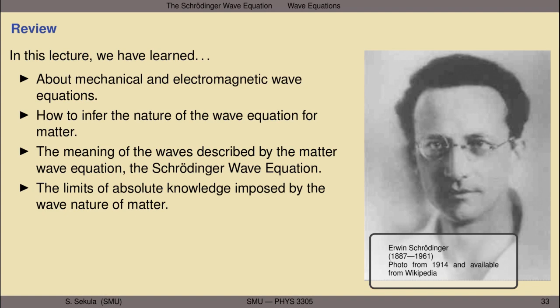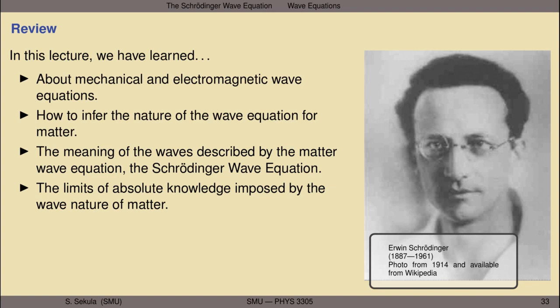So the wave function describes oscillating probabilities, and it's the amplitude squared that tells us the probability per unit distance per unit time for something to be true in the Schrodinger wave equation, describing a matter wave involving either no forces or some forces. But the wave nature of matter ultimately imposes a limit of absolute knowledge on our ability to understand the world around us.